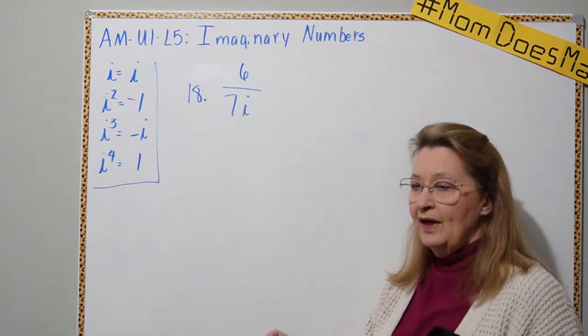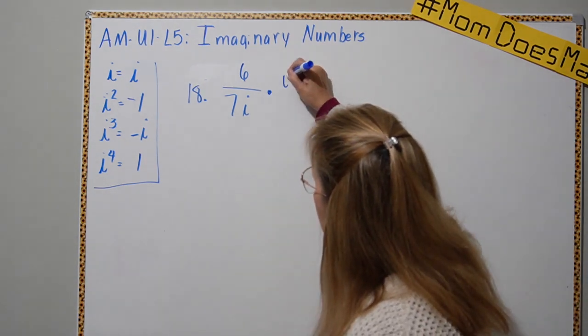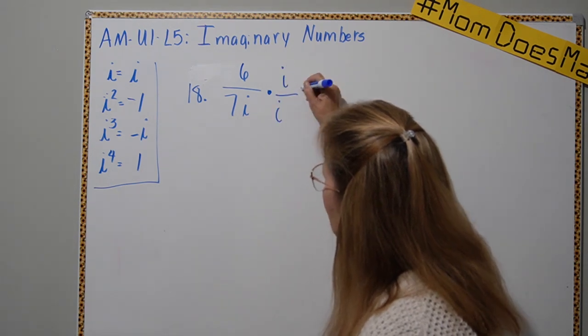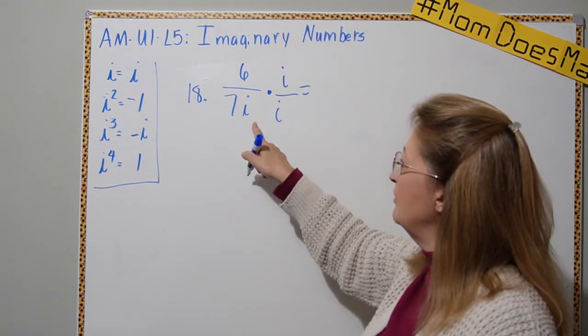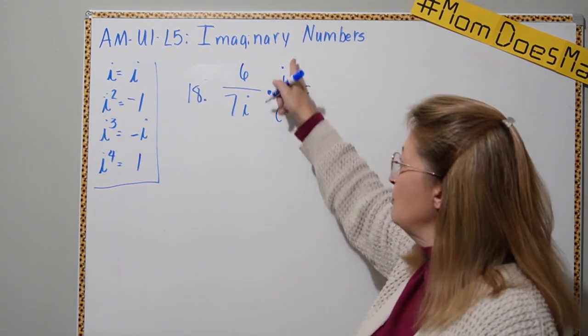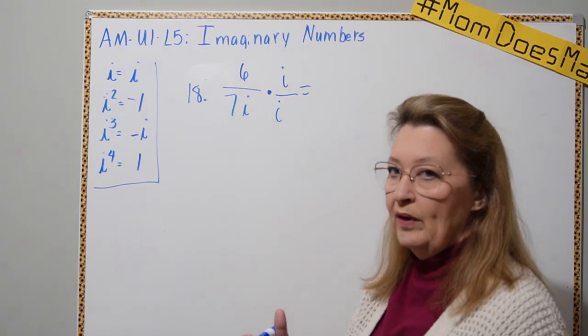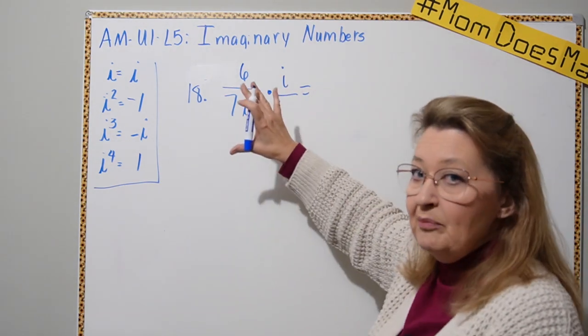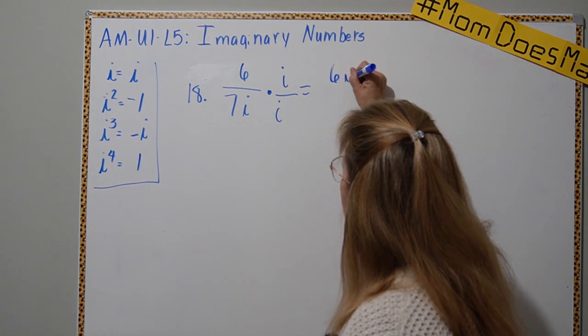So how do we do that? Well, same way as we rationalize with square roots. We're going to multiply the top and the bottom by i. This is a tool for your toolbox now. If you need to get rid of an i in the denominator, just multiply by i over i. Remember, anything over itself is 1. So you can do this mathematically. It's justified. Multiply across the top is 6i.